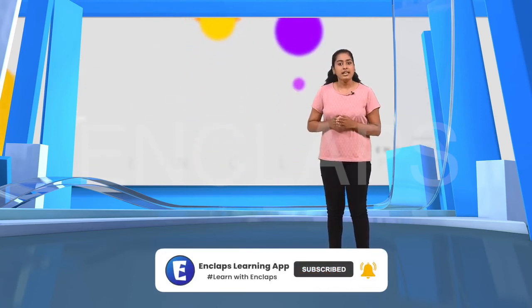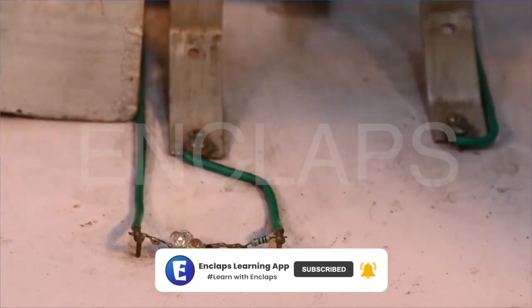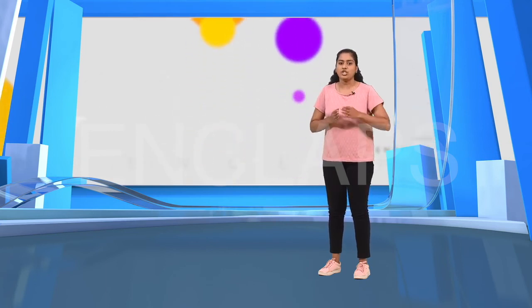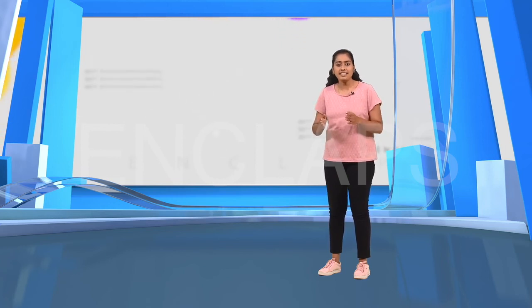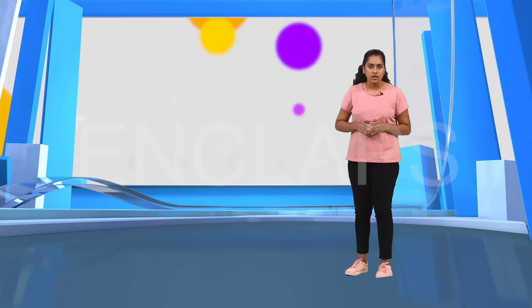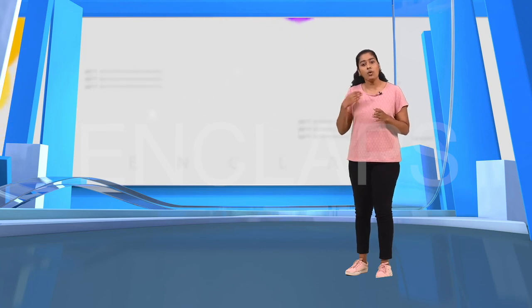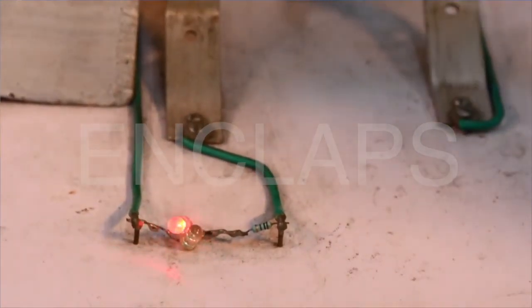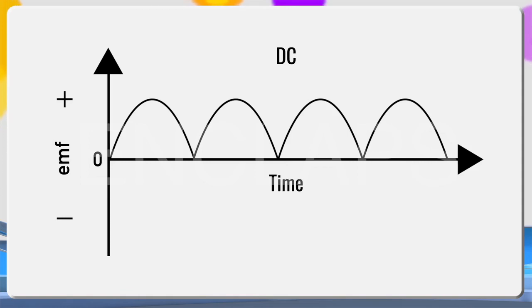That's why we can say that the current we got here is a direct current or DC. Now we can explain why only one LED glows when the armature is rotated in one direction. Because DC is unidirectional. If we rotate the armature in one direction, we get a DC of that direction. So, the blue LED glows. If we rotate the armature in the opposite direction, the direction of DC also gets reversed and hence the red LED glows.